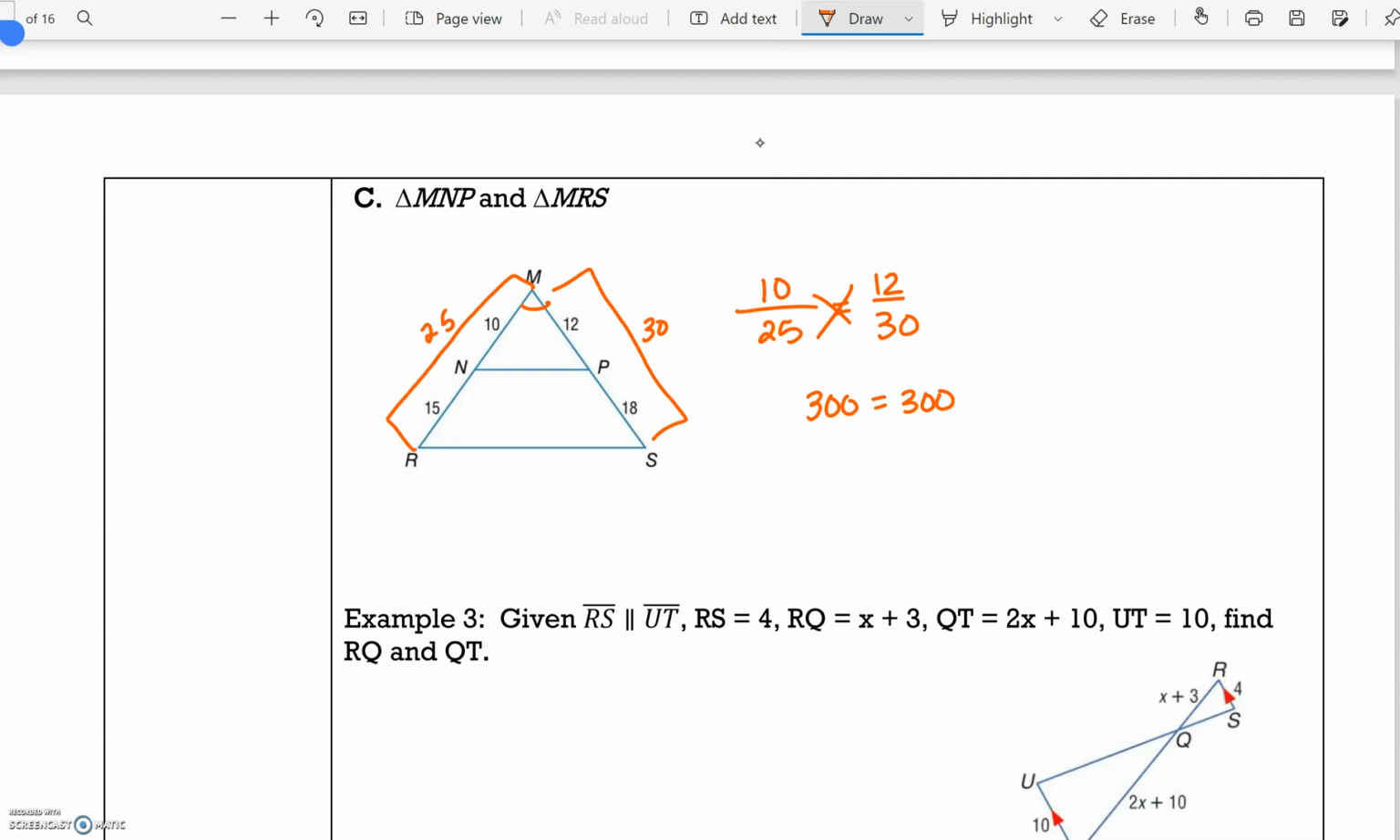So we have our side, angle, side similarity. Triangles are similar by side, angle, side similarity. And we could just go ahead and change that into a similarity statement, and there's my similarity statement right there.